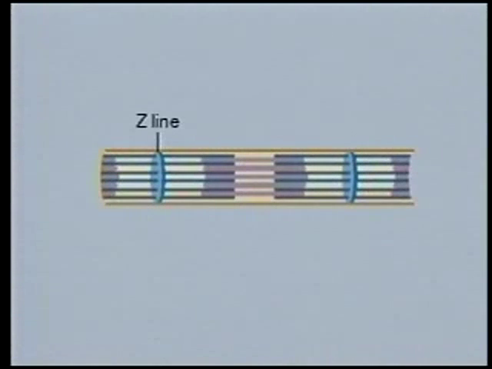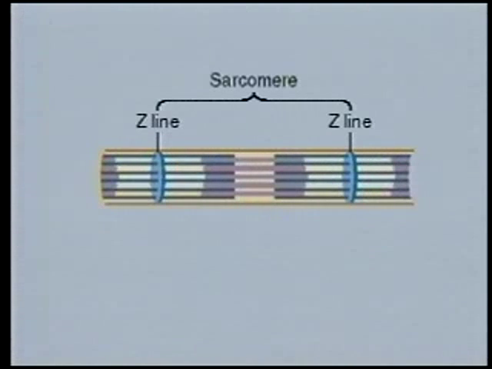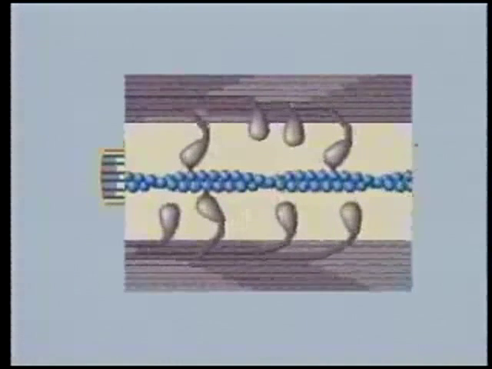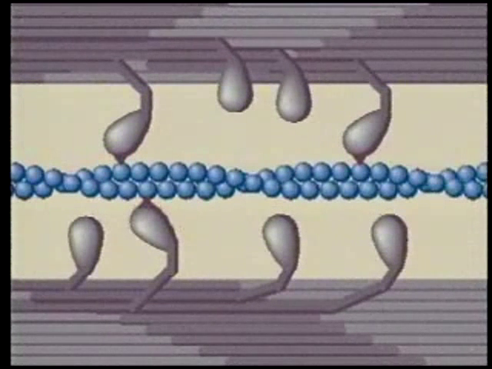The Z-lines are actually disc-like sheets of protein to which the thin filaments are attached. The segment of the myofibril between two Z-lines is called a sarcomere. The thin filaments are constructed of a protein called actin. The thick filaments are bundles of protein molecules called myosin.